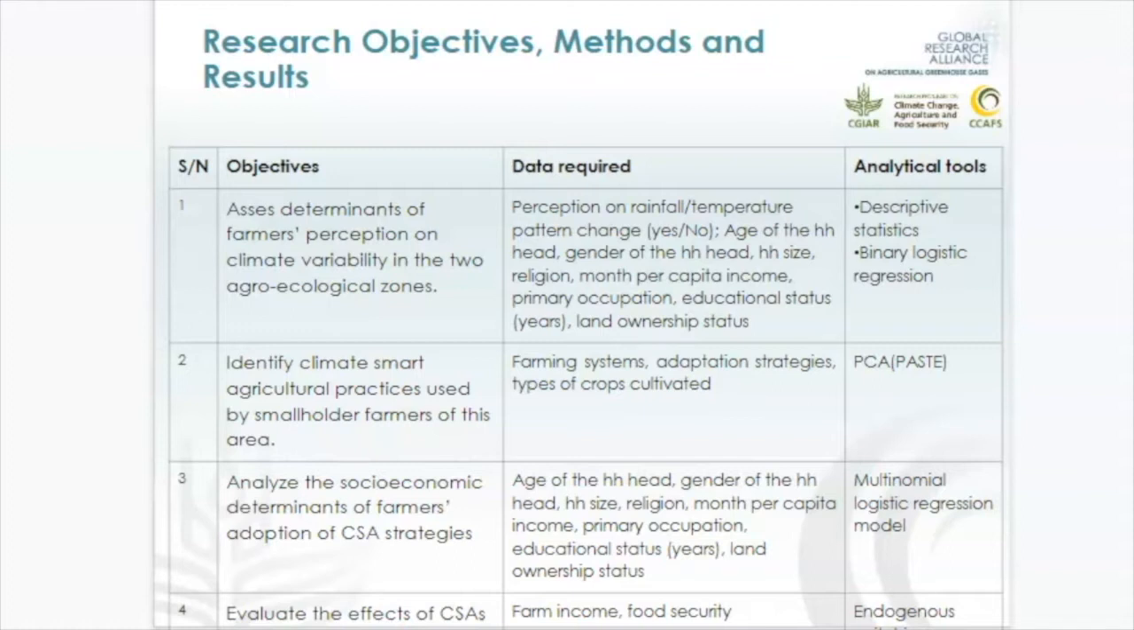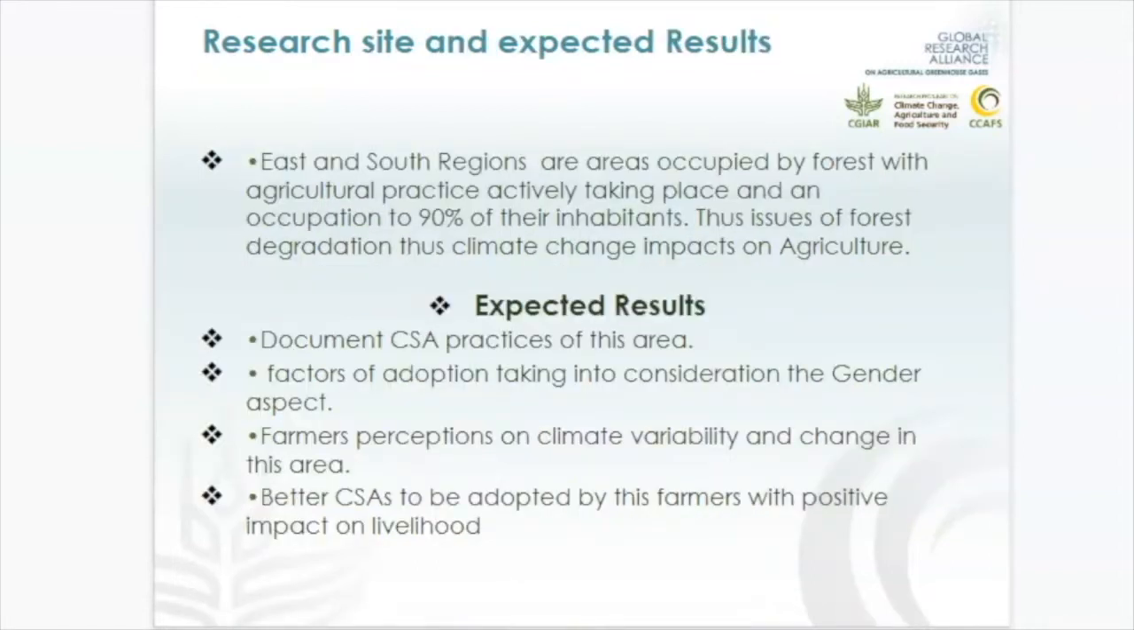And thirdly, we'll analyze the socioeconomic determinants of farmers' adoption of these practices. We have similar data with objective 1, and here we'll be using a multinomial logistic regression model. We'll also evaluate the effect of these practices on livelihoods, where we'll need data on farm income and food security. And here we'll use the multinomial endogenous switching regression to capture that.